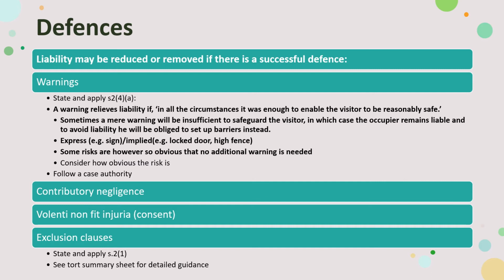But some risks are so obvious that no additional warning is needed. And so again, you need to look at your scenario and consider, even just using your own judgment, was the risk obvious? Now make sure you follow a case authority where possible. So in terms of warnings, we need to make sure we are using, for example, Westwood and Post Office.